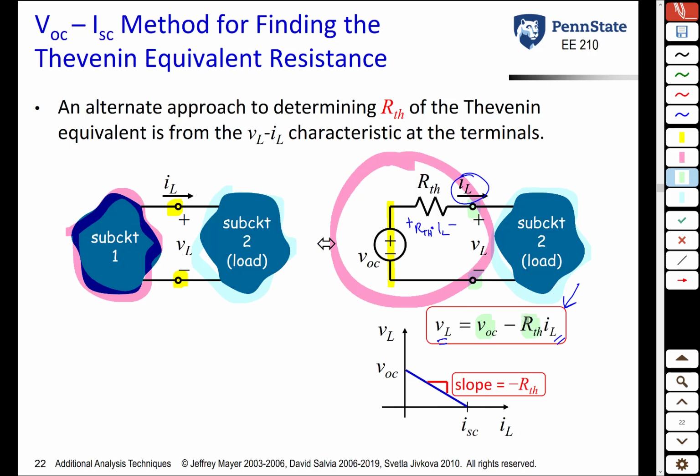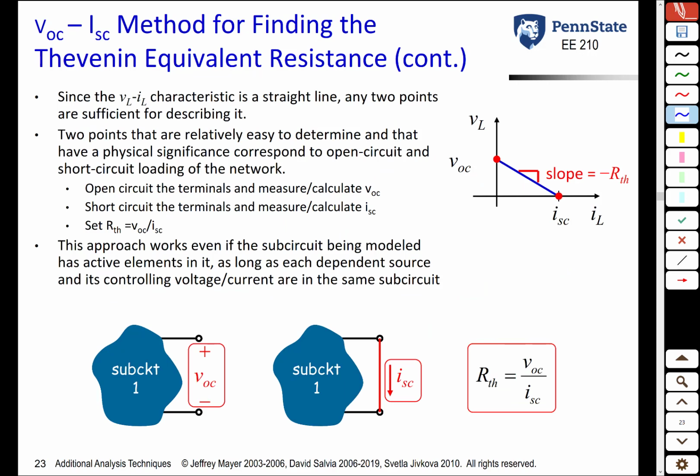If we were to plot this on a VI plot, so we have IL, that's the current through the terminals, VL is the voltage across the terminals, what we get is a straight line of slope minus R Thevenin. And we're going to use this figure to find R Thevenin. So as I said, because the VI characteristic of a Thevenin equivalent circuit is a straight line, we can use any 2 points to describe it and to find the slope.